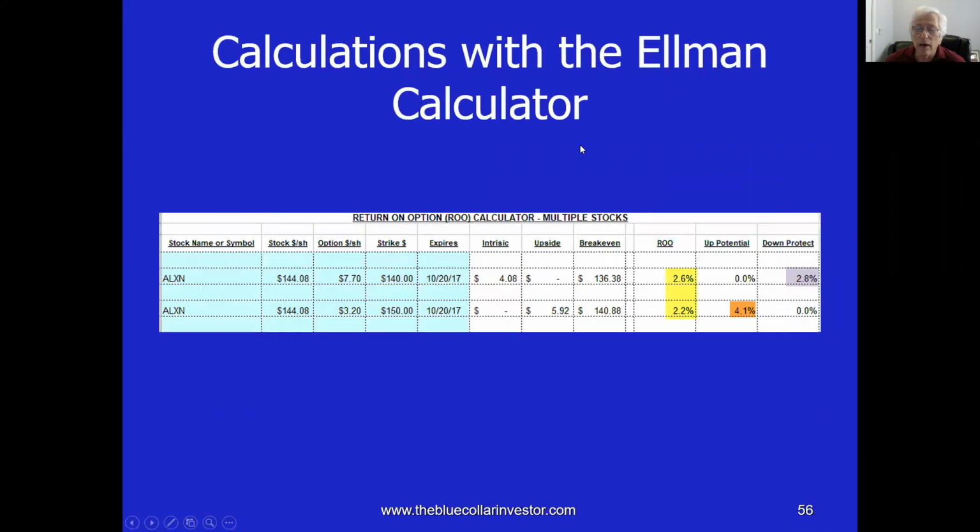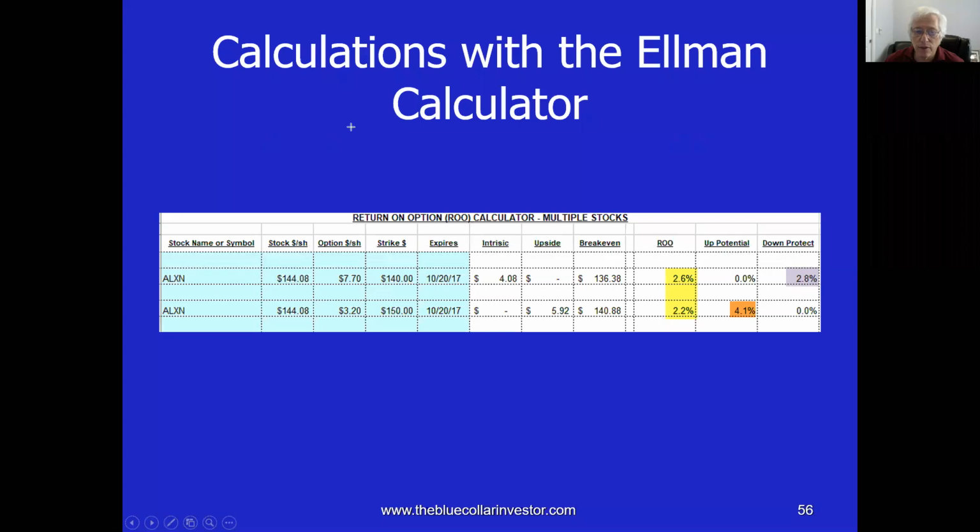So let's look at the little snippet of the basic Ellman Calculator and show you how all this works and fits into our option selling decisions. Once again, let's start with the out of the money 150 strike down here. Remember, the price was 144.08 and we generated, worst case scenario, 320.